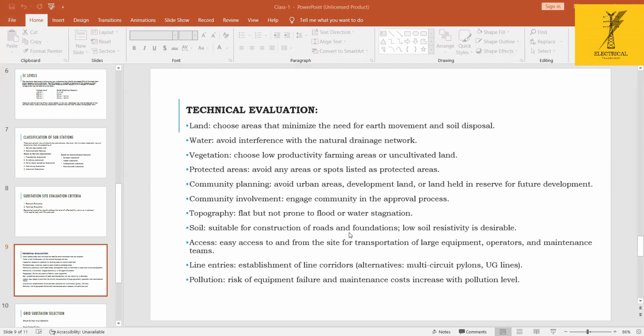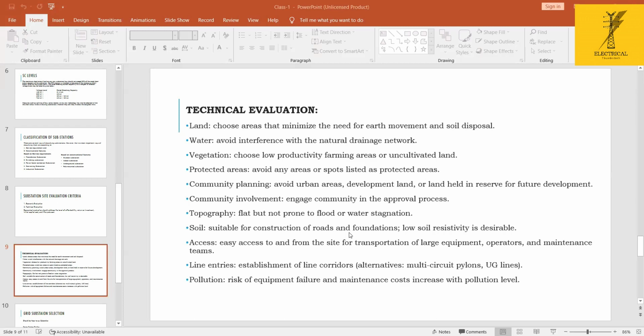And also the civil constructions. If it is a highly rocky area, to lay the foundations, you have to do the pile foundations. It's costly more again. So select the soil having a low resistivity. Very, very important for our earthing design mainly.